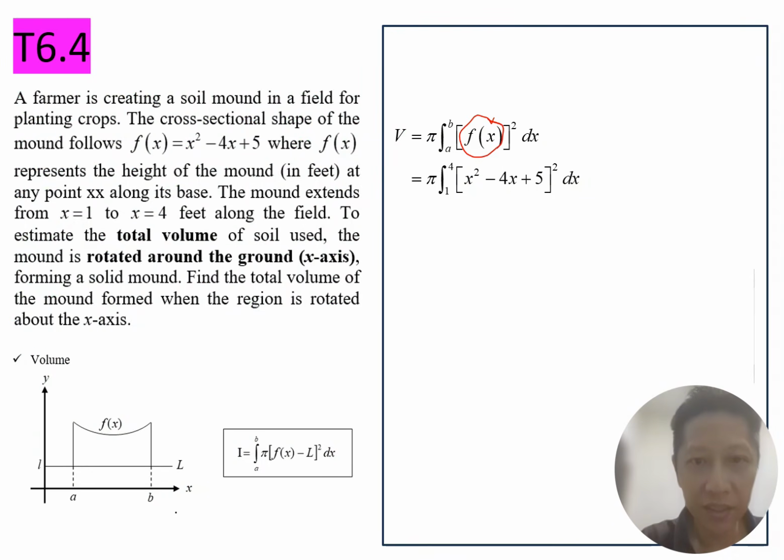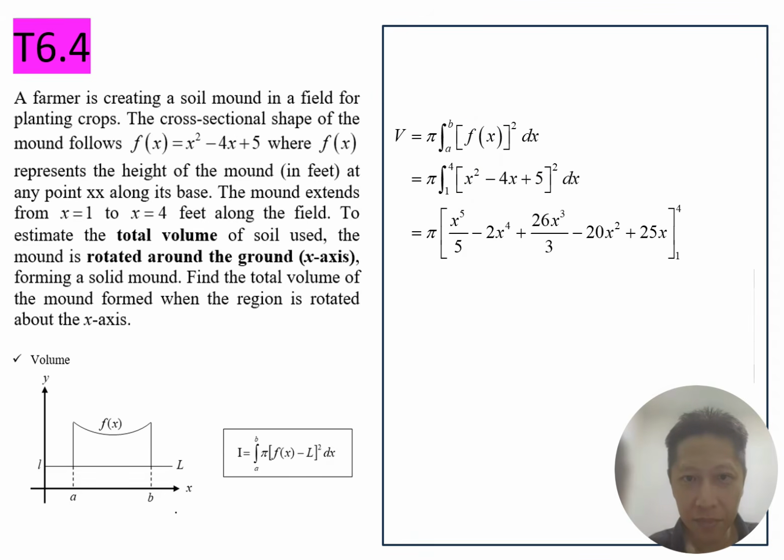The function is x squared minus 4x plus 5, squared. For this problem, again, we can use the substitution rule, or if we don't want to use the substitution rule, we can expand this expression into a longer arrangement. And after that, we can do the integration. We have the power rules and also the sum rule and difference rule applied to each of the terms. This will be the integral of the original function.